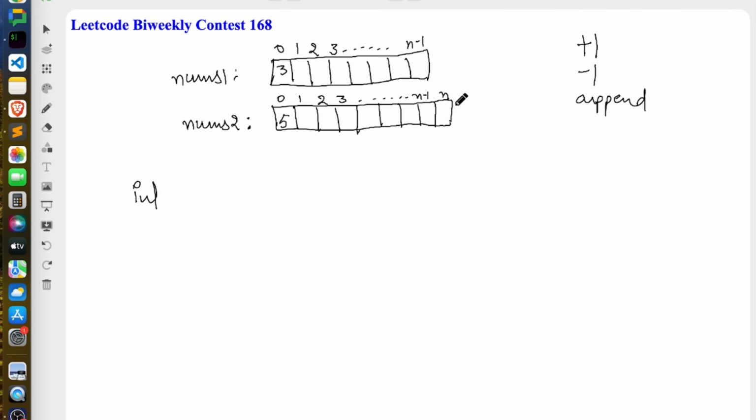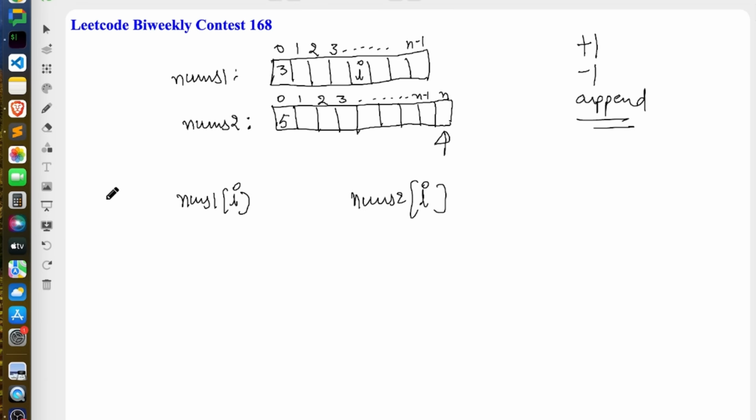Now let's think about the last number. Let's consider any generic number. And one more thing, this append operation would be applied on the nums1, right? So what it means? It means that we have to append any of the numbers at the end, right? So let's take any generic index I. Let's say the number here is nums1 of I, and similarly the number at this index is nums2 of I.